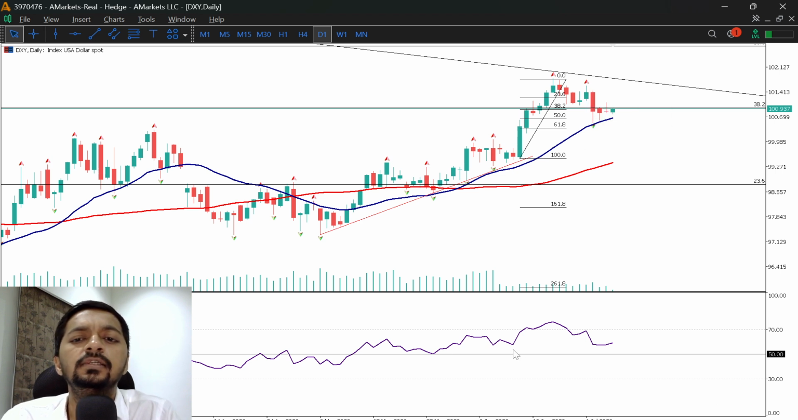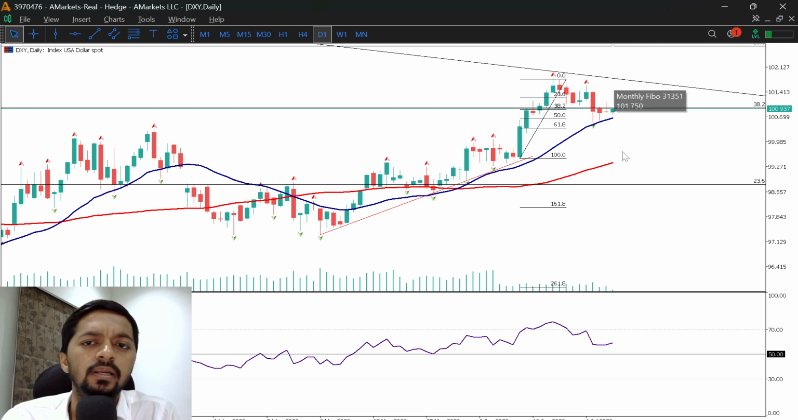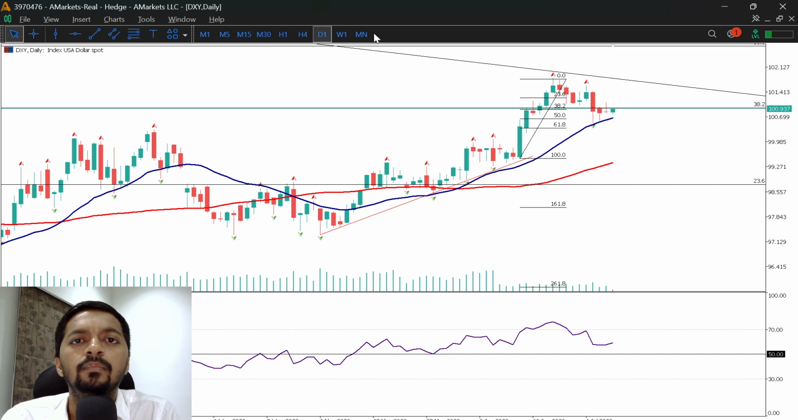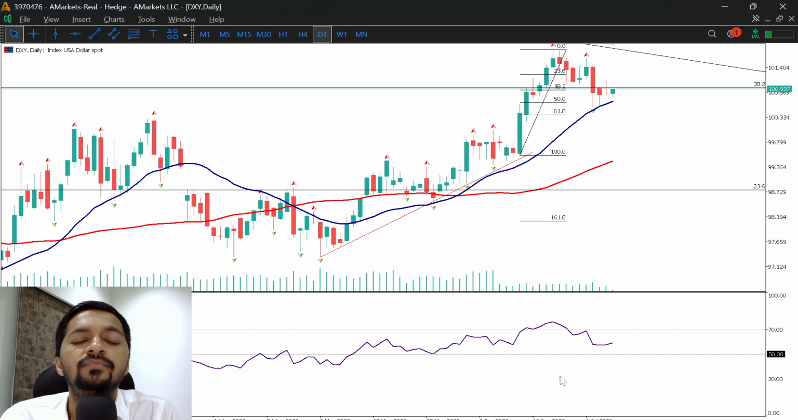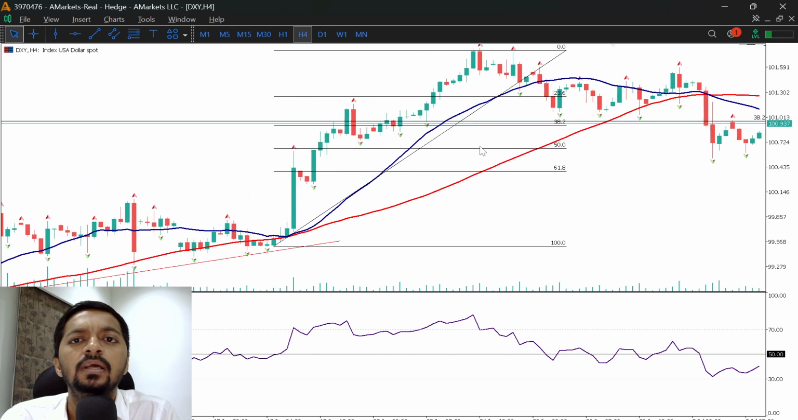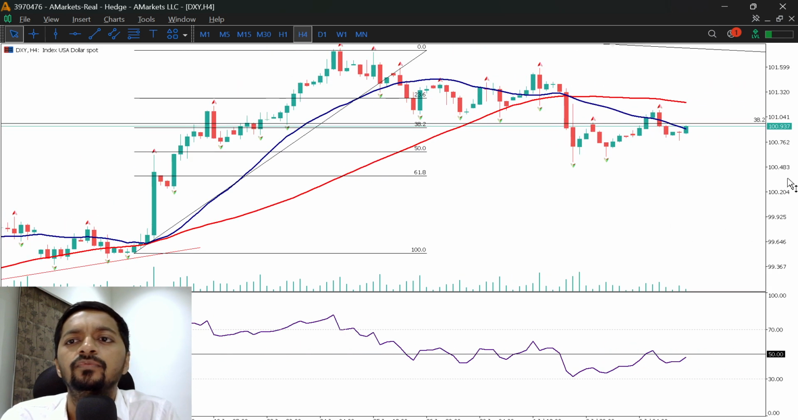Now, if you look at the RSI, there is a formation of hidden bullish divergence. Breaking above 101.500 would trigger this divergence, and we can expect further upward continuation. If you look at the monthly, weekly, and daily RSI, all the time frames indicate that momentum is supporting this upward trend.